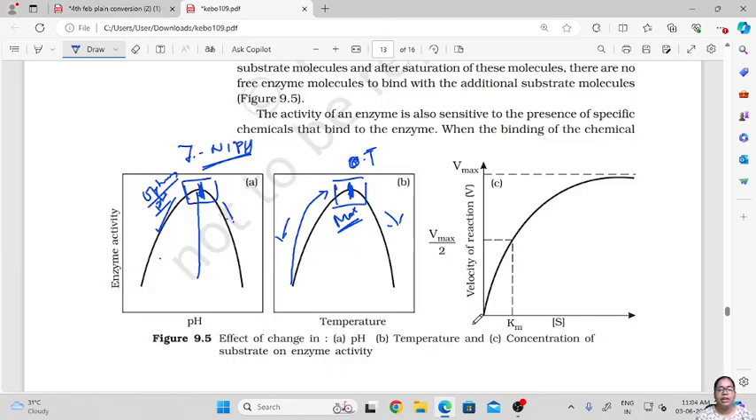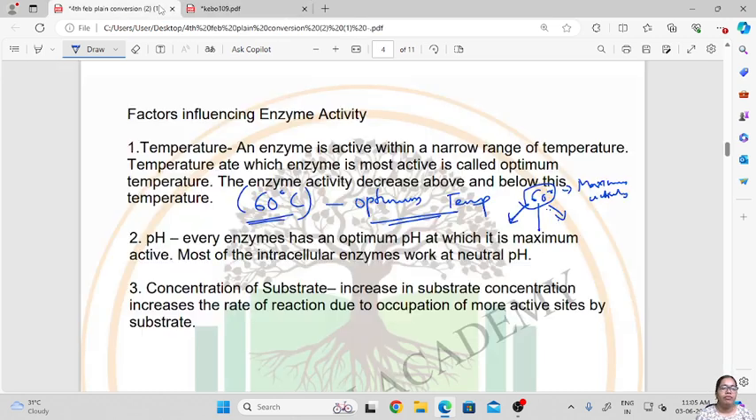See over here, in this graph we can see that as we increase the amount of substrate, the activity of the enzyme is more. Why? Because there will be more binding sites for the substrate. So the more the binding sites for the substrate, the more the reaction will also be increased. So this is how the factors, that is temperature, pH and concentration of the substrate, influence the enzyme activity.